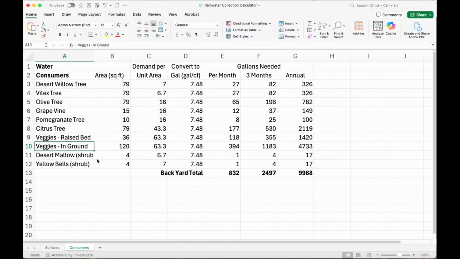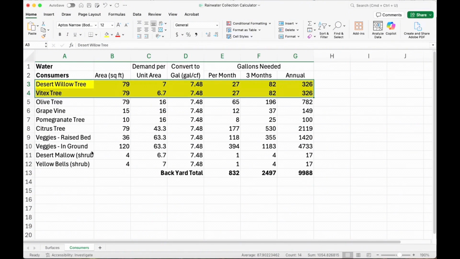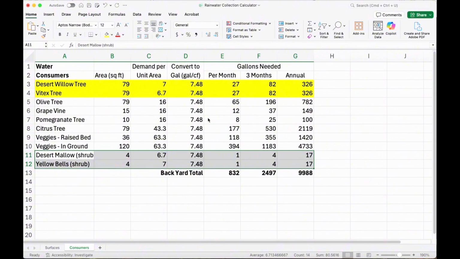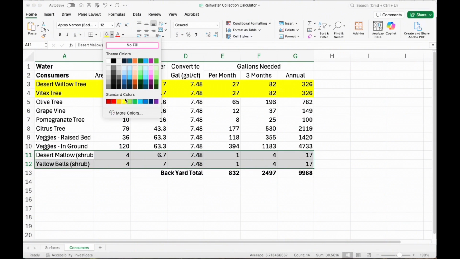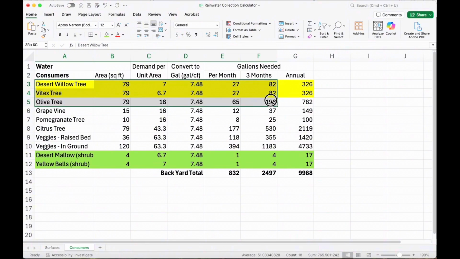But I want to point out a few things. The natives are these right here. So I'm going to highlight the natives. I should probably put them in green. Let's do that. These are my native plants that are in my yard, and they are the lowest demand water users.